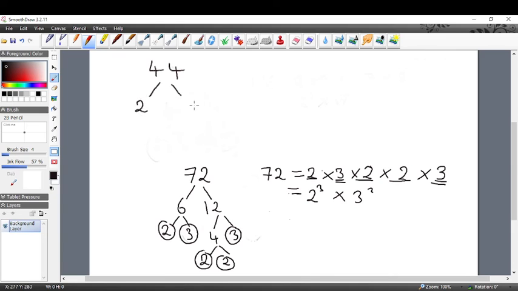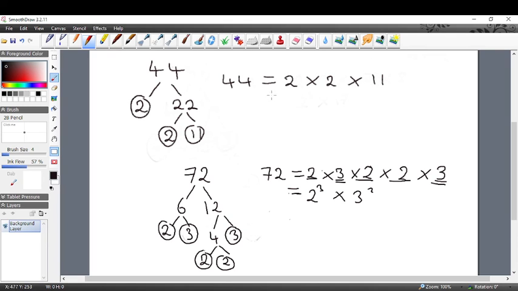2 and 22. So 2 is a prime factor, so we're going to circle that. 22 is not, because you can still have two numbers that multiply to make 22. 2 and 11. We'll circle those, and these three numbers are its prime factors. So we've got 44 is equal to 2 times 2 times 11. There's two 2's, so you can do 2 squared times 11. Although you don't have to do this step, you'll still get the full marks if you just did this first one over here. And that's how you do prime factors.